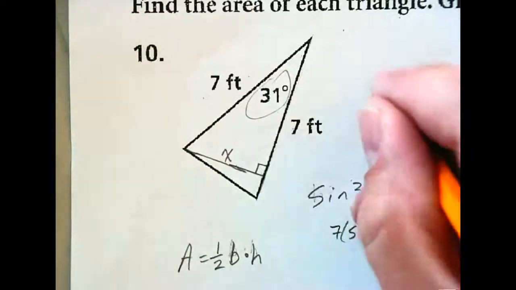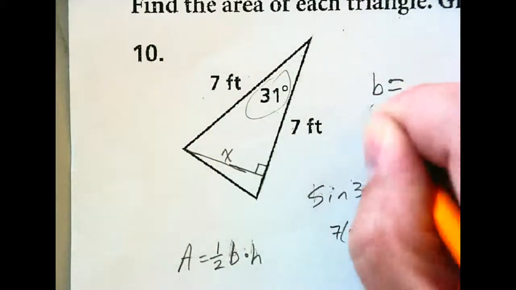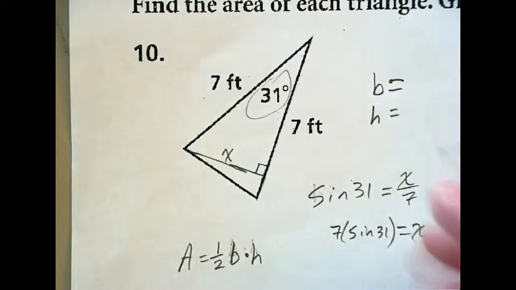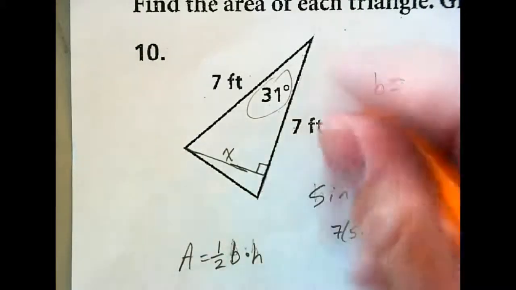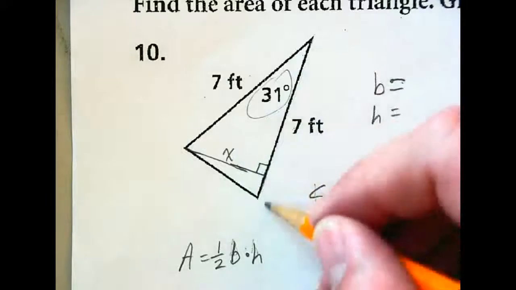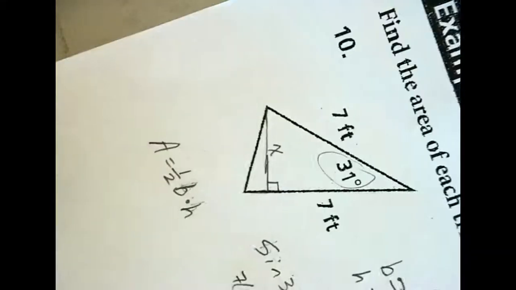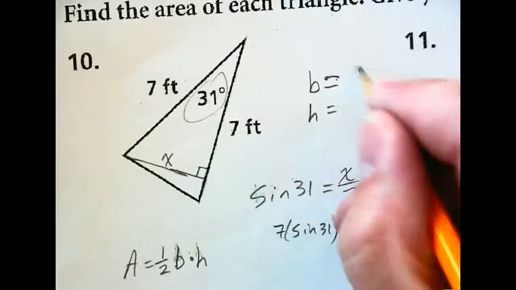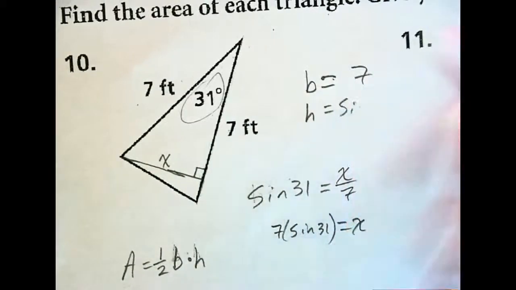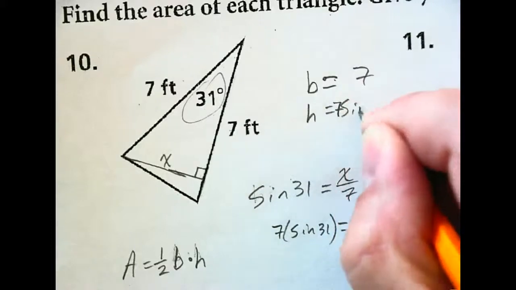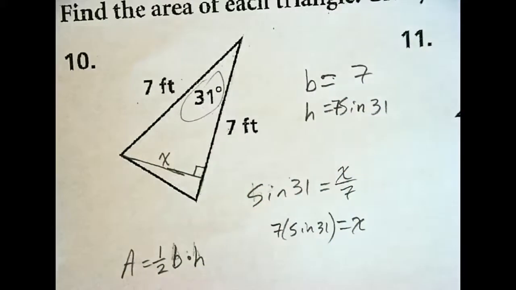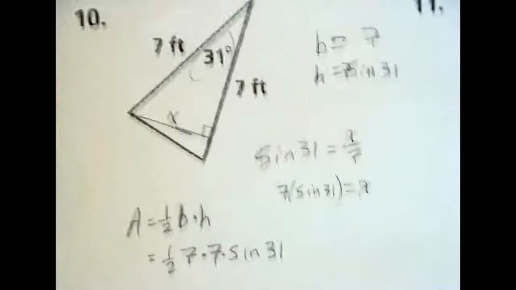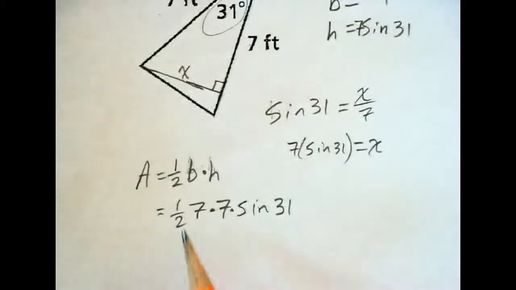So usually we need to know the base and the height in order to figure out an area. We now know the base. The base is 7, this big 7. Everyone agree? We know the height. The height is 3.6, 7 times sine 31. So we can put all this in. It's equal to 1/2 times 7 times 7 sine 31. How many are with me? Yep. Okay, there's your formula right there.